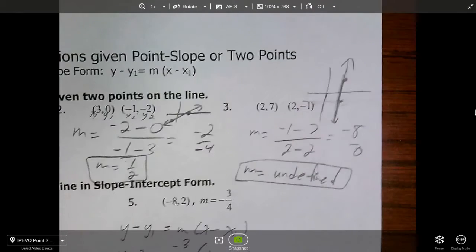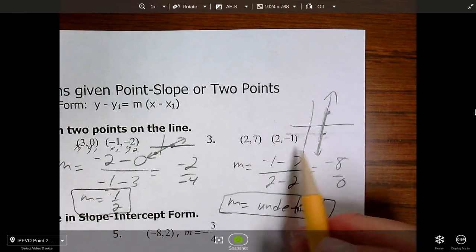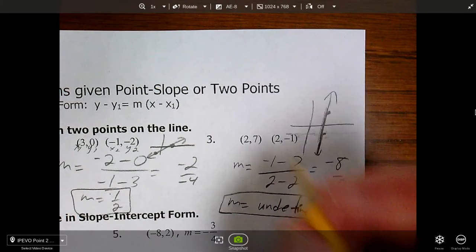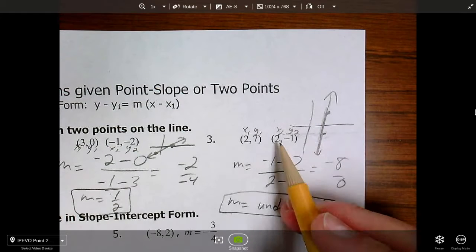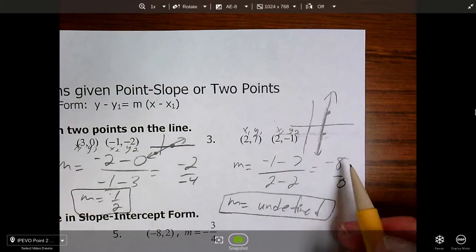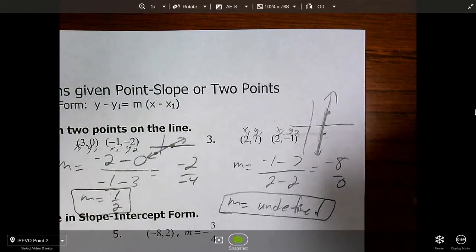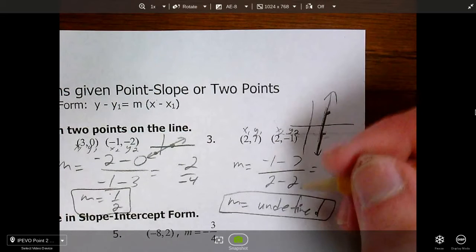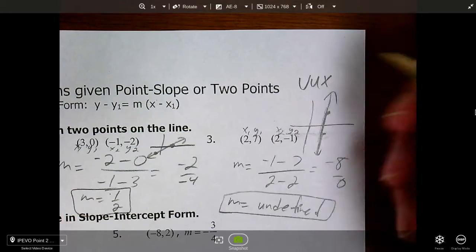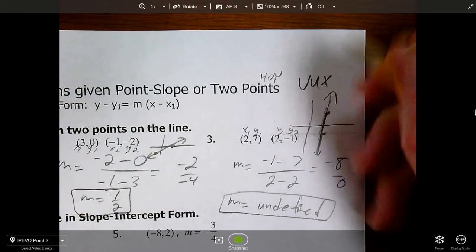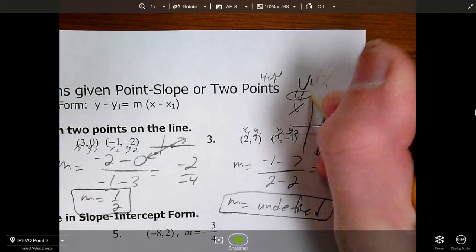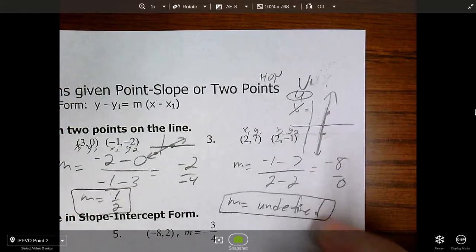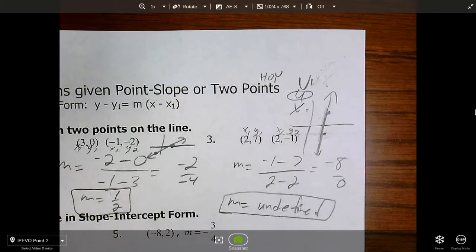All right. Last of these 3 we have 2, 7 and 2, negative 1, so negative 1 minus 7, y2 minus y1, over x2 minus x1, so 2 minus 2. We get negative 8 divided by 0, which is undefined if you type it in the calculator. If I put those 2 points, 2, 7 and 2, negative 1, I would have a vertical line. The way I should probably write that is an undefined slope, vertical line. So it's an x equals line, and our slope is, like I said, undefined. So finding the slope is not that bad.